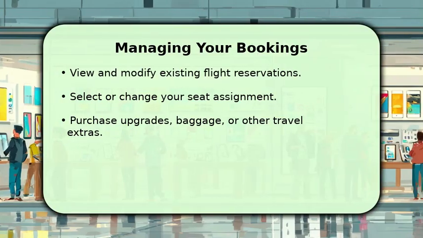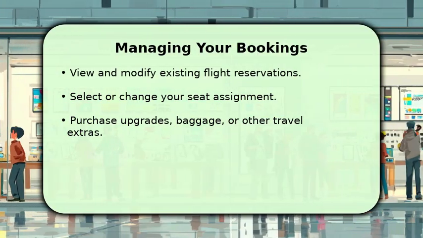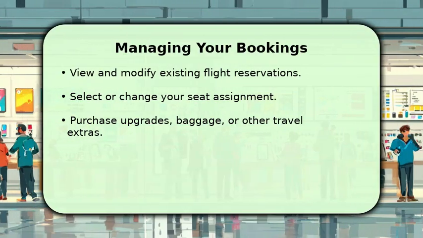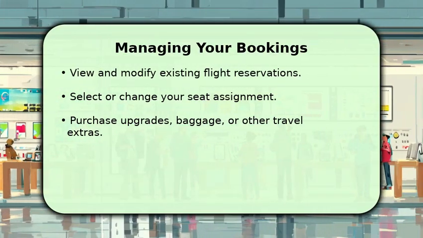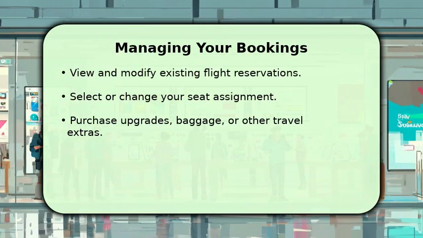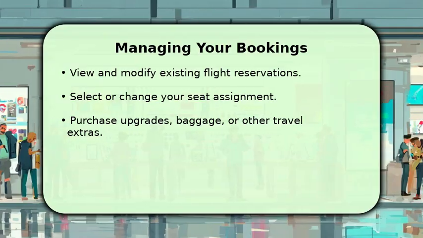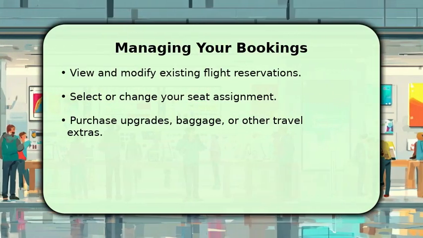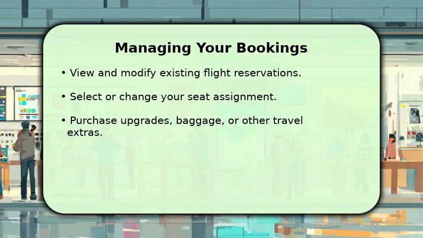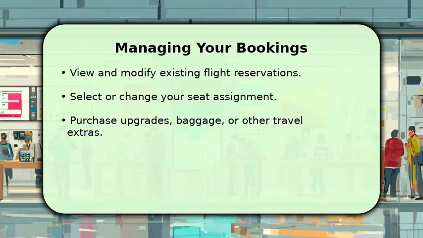Managing your bookings is incredibly simple within the app. Navigate to My Trips to see all your upcoming flights. From there, you can easily change your seat assignment, perhaps moving from an aisle to a window or even upgrade to a premium cabin. You can also add travel extras like checked bags, often at a slightly reduced rate compared to the airport, or purchase Wi-Fi access for your flight, all with just a few taps.